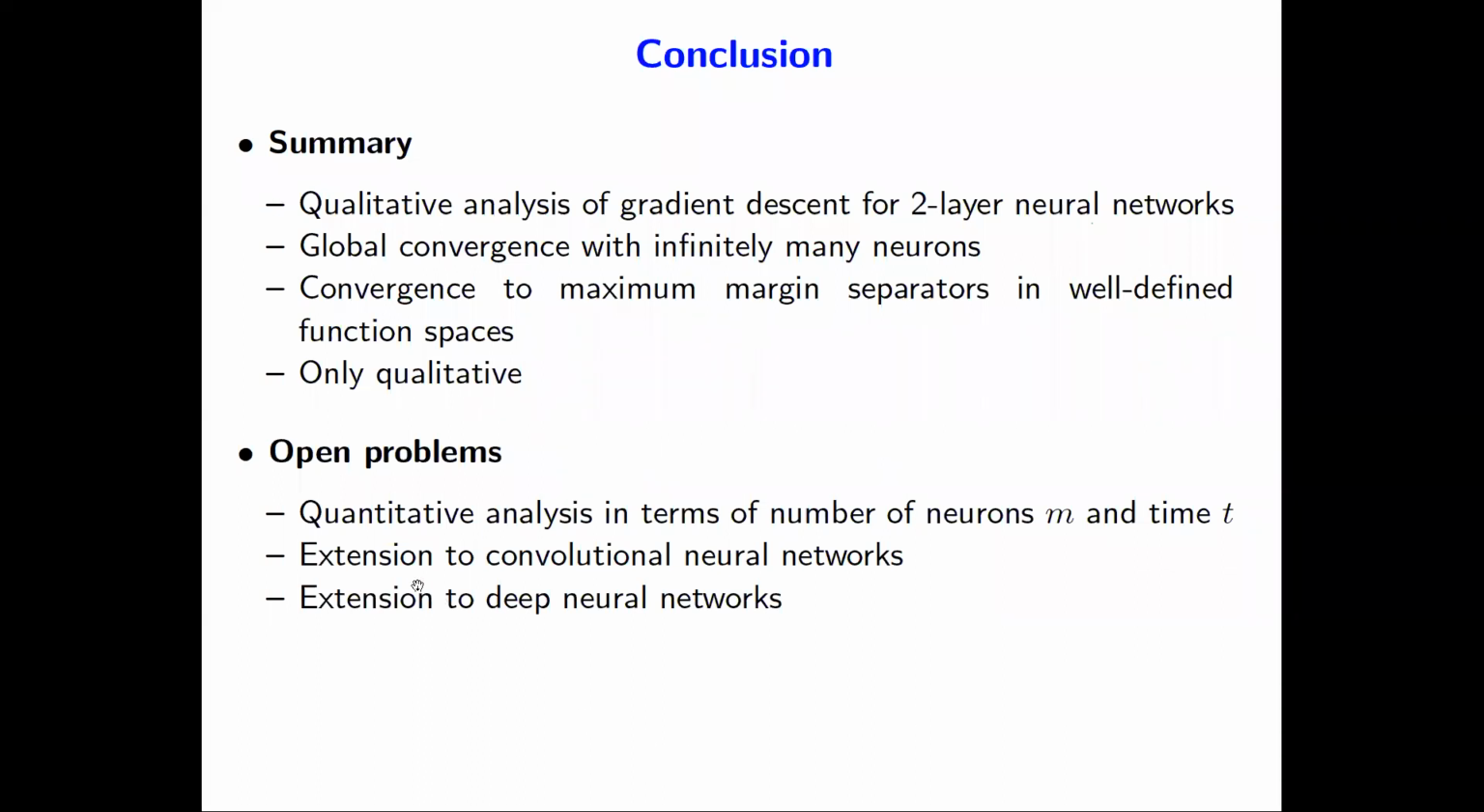And of course, here I've just focused on two-layer feed-forward nets, but going convolutional would be important to highlight the implicit bias that occurs when you use convolutions, and of course, extensions to deep nets beyond the single hidden layer.